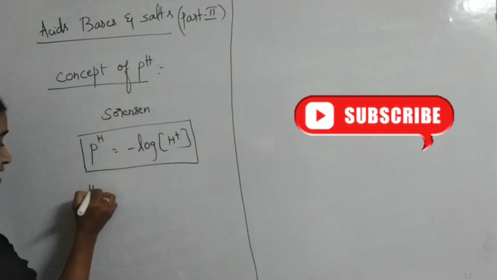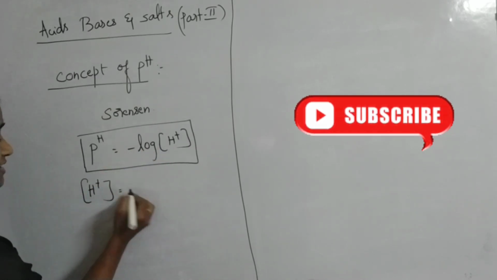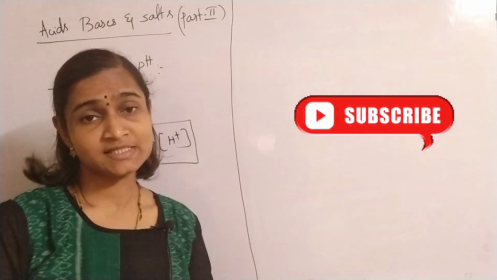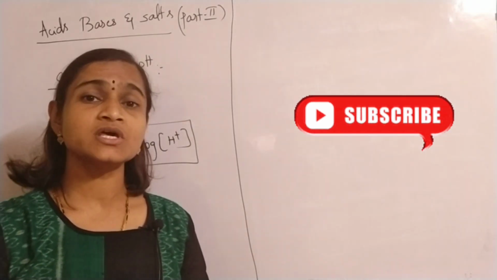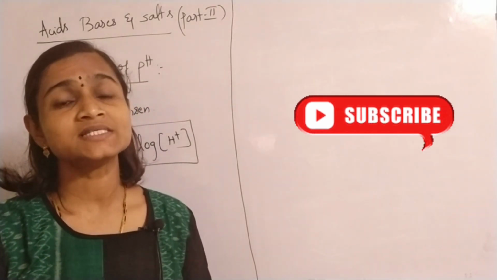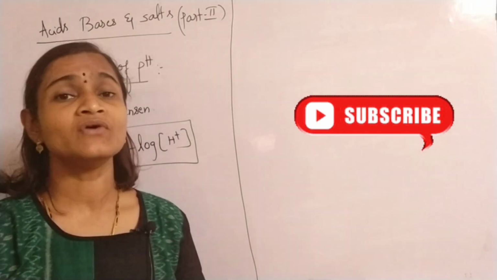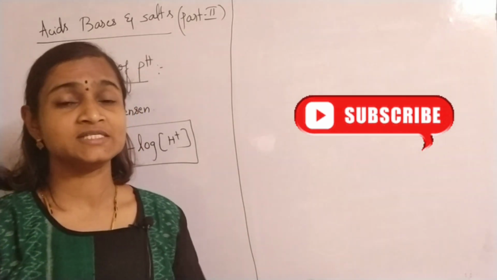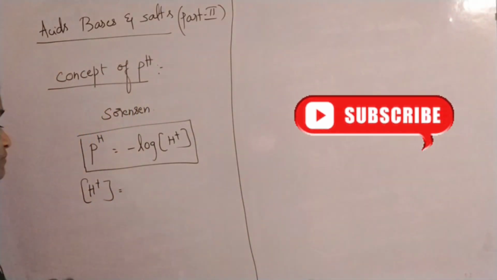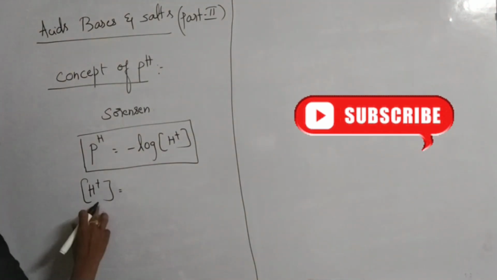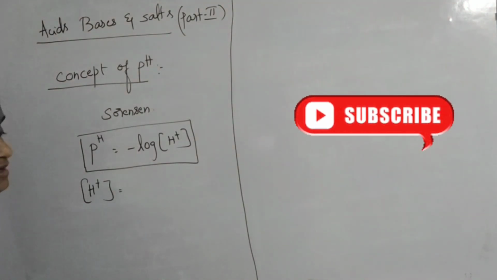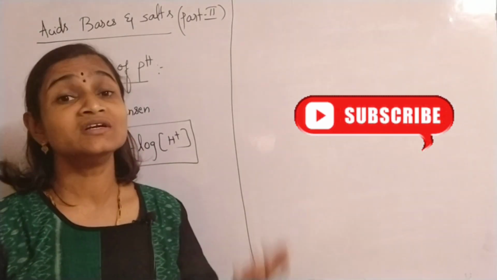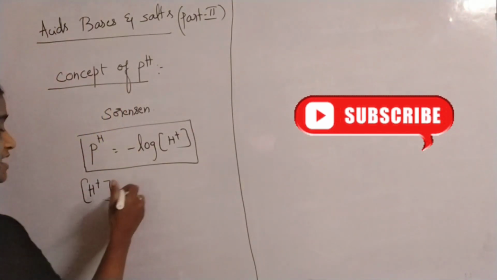Here, what is H plus ion concentration? We all have learnt that acids are made of hydrogen ions, isn't it? All acids have hydrogen ions in common. So H plus ion concentration means the amount of H plus ions that can be released when 1 mole of an acid is dissolved in water. When 1 mole of acid is dissolved in water, the number of H plus ions that can be released, you call it the concentration.